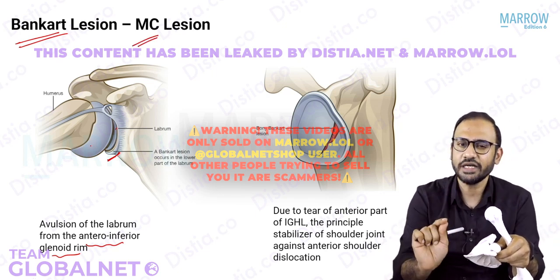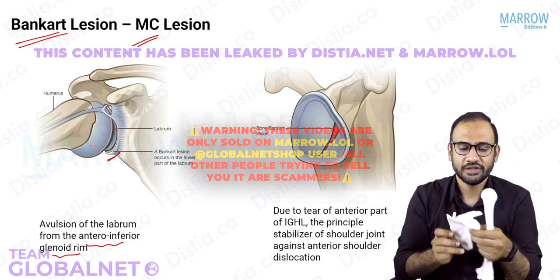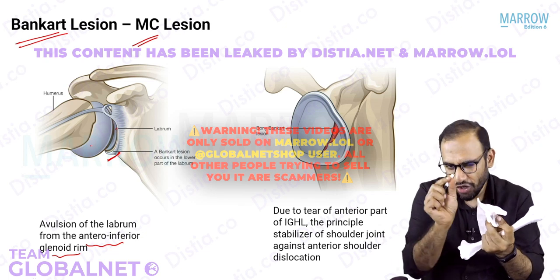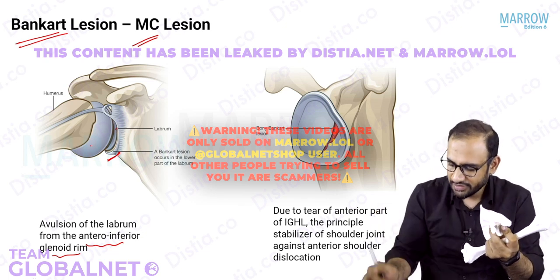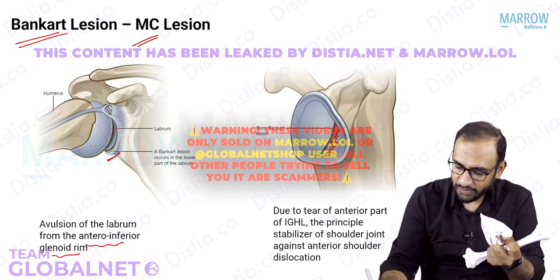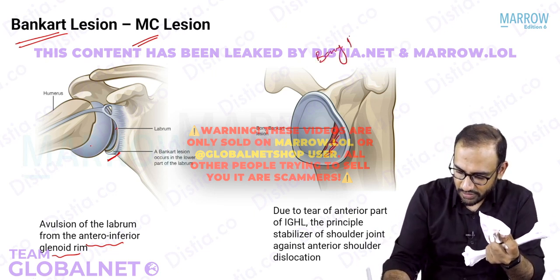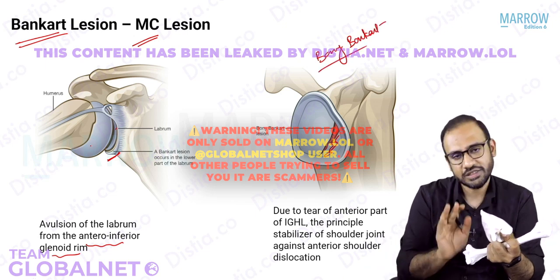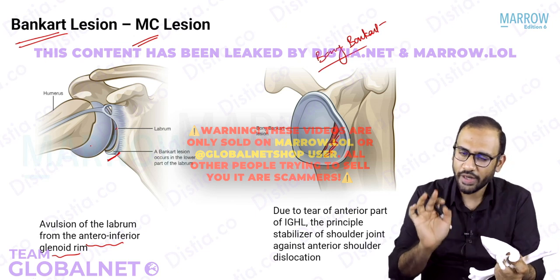Now, very rarely, as the glenoid labrum is getting avulsed, it takes a small chunk of bone of the glenoid with it. This is known as bony Bankart. Which is more common? Bankart lesion is the most common. Bony Bankart is quite rare.